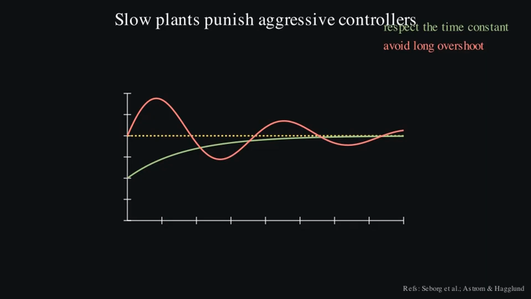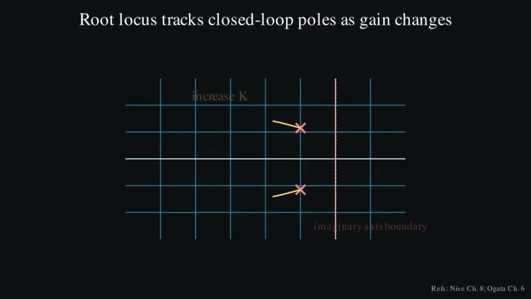Thermal control shows why faster is not always better. A room, oven, or incubator can keep heating after power changes because energy is stored in the plant. Integral action removes offset, but aggressive gains can create slow overshoot. For slow plants, respecting the time constant is often the smartest control move.